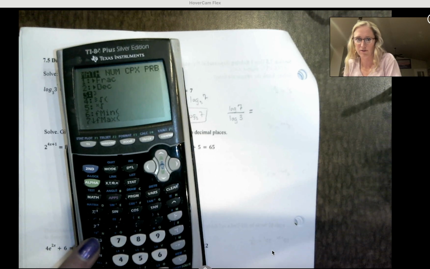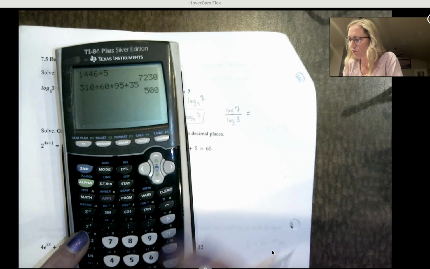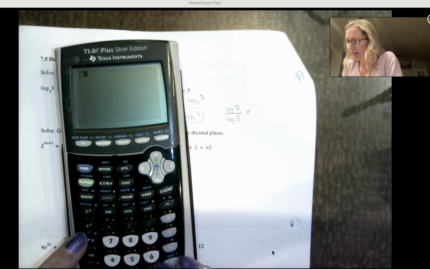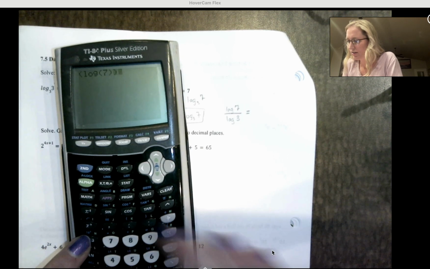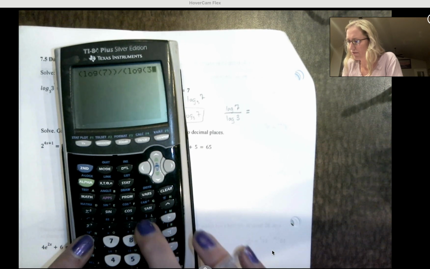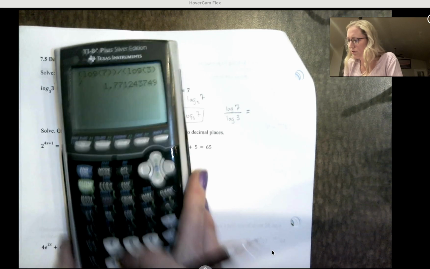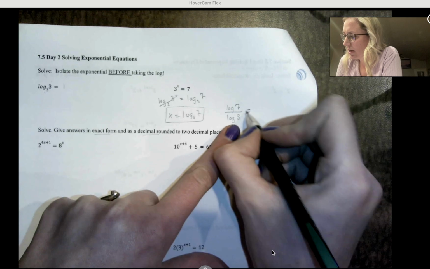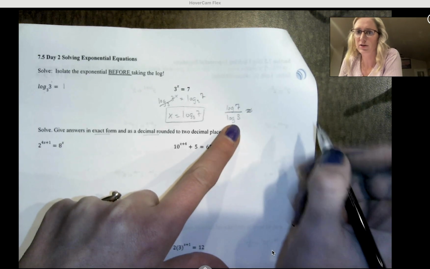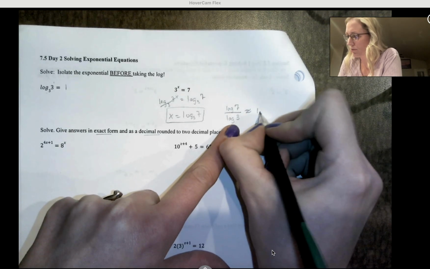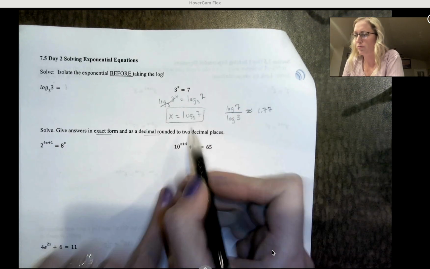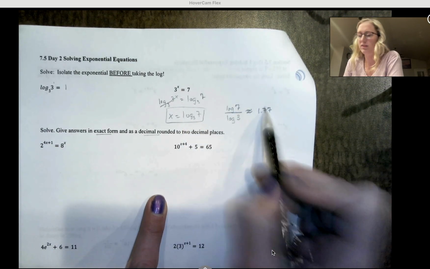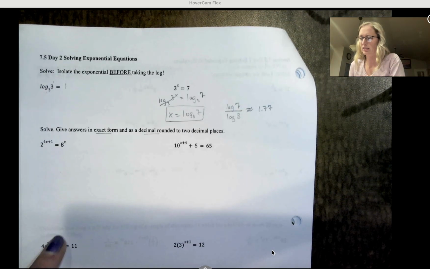And then I can enter that in my calculator because I have just the common log button. Sorry, mine's kind of rubbed off right here. It's right next to the 7. So I'm going to do log of 7 divided by log of 3. And I'm going to round to 2 decimal places, so approximately 1.77. And that's what those squiggle equal signs mean: approximately. So this would be the exact answer, and this would be the rounded answer to 2 decimal places.